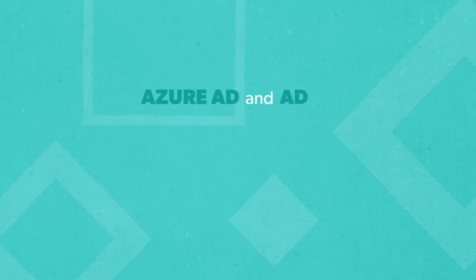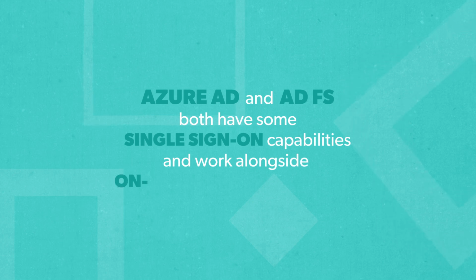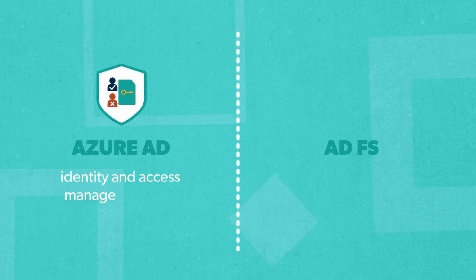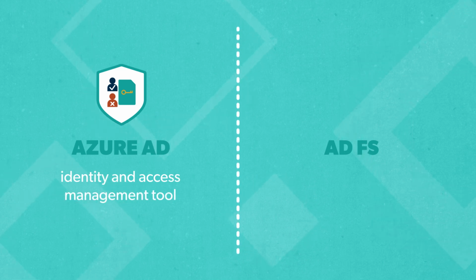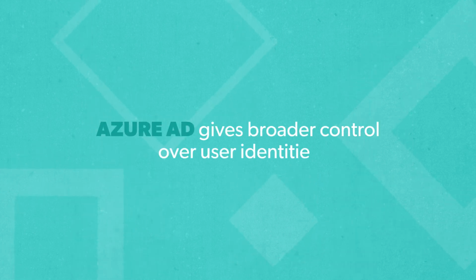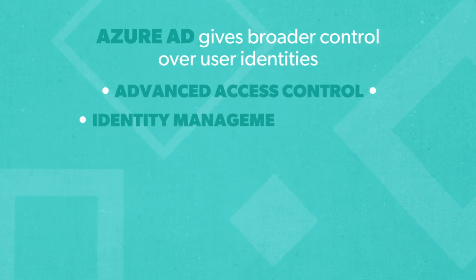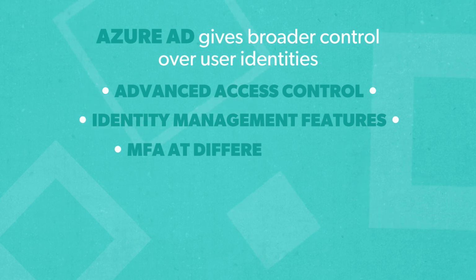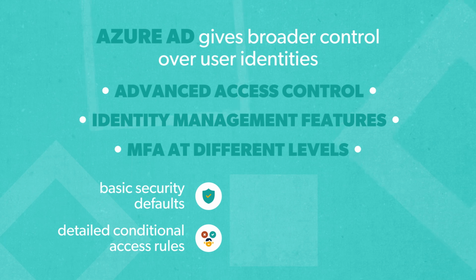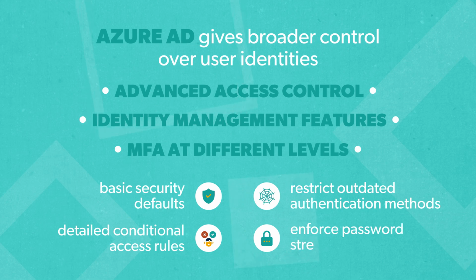Azure AD and ADFS both have some single sign-on capabilities and work alongside on-prem Active Directory. But Azure AD is more of an identity and access management tool, while ADFS is more like a security token service. Azure AD gives you broader control over user identities. It's a popular choice because it offers advanced access control and identity management features, like multi-factor authentication at different levels, from basic security defaults to detailed conditional access rules for privileged users. It can also restrict outdated authentication methods and enforce password strength.